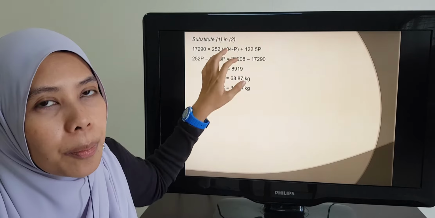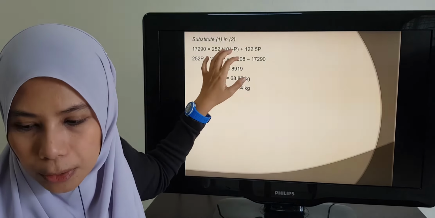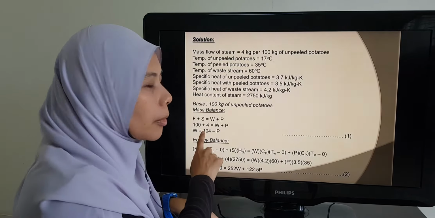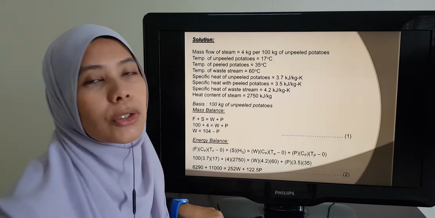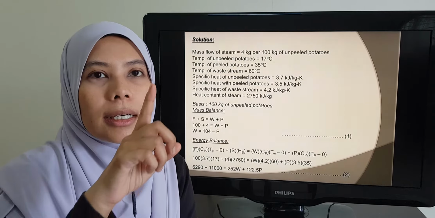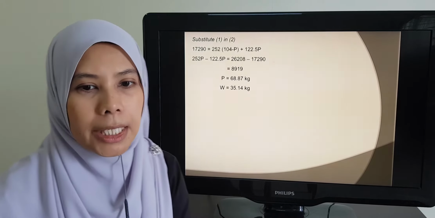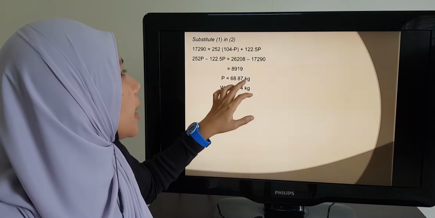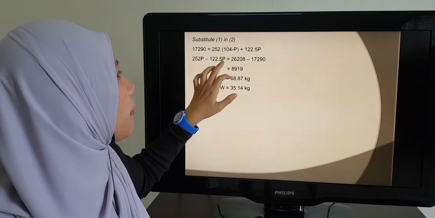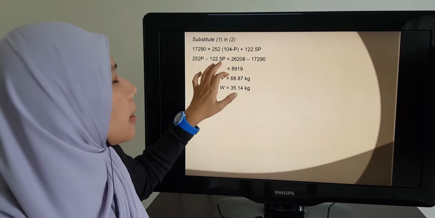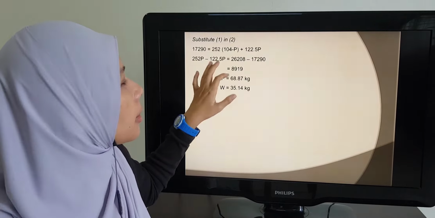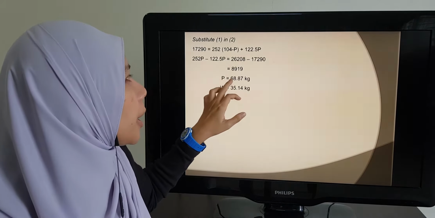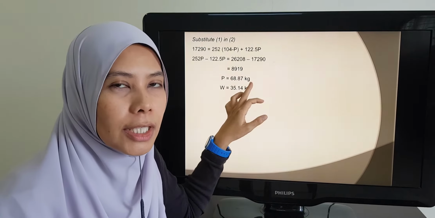For W in equation 2, you replace it with the expression from equation 1, because you want to calculate the first unknown, P. When you calculate, you will be able to get 68.87 kilograms. Do the subtraction on your own. I just cut the calculation short, so P is 68.87 kilograms.